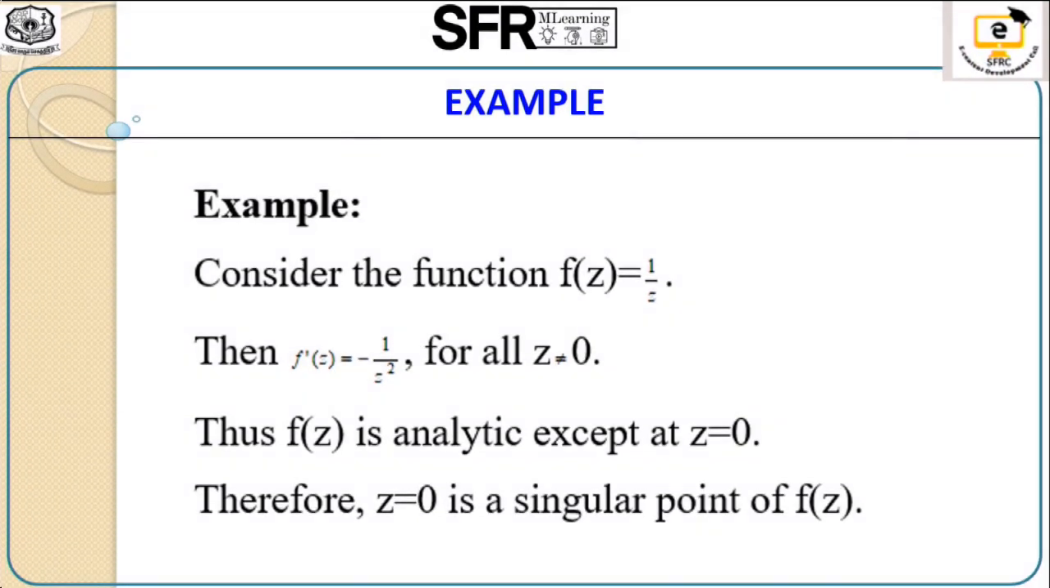Let us see an example for singularities. Here we have the function f of z equal to 1 by z. For this function the derivative exists for all points except 0. So at the point 0 the derivative does not exist. So the point z equal to 0 is a singular point for this function.